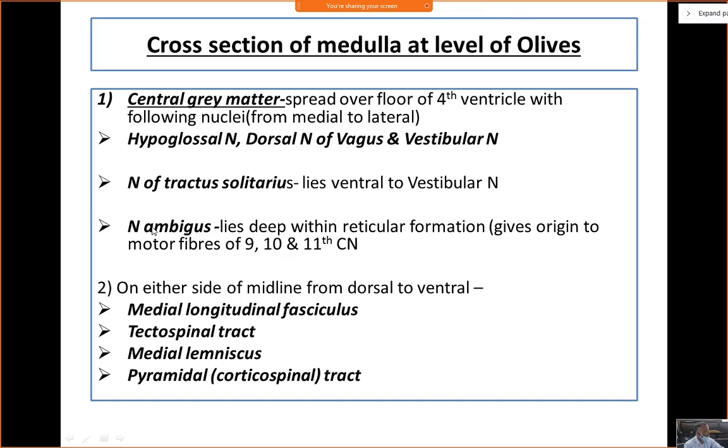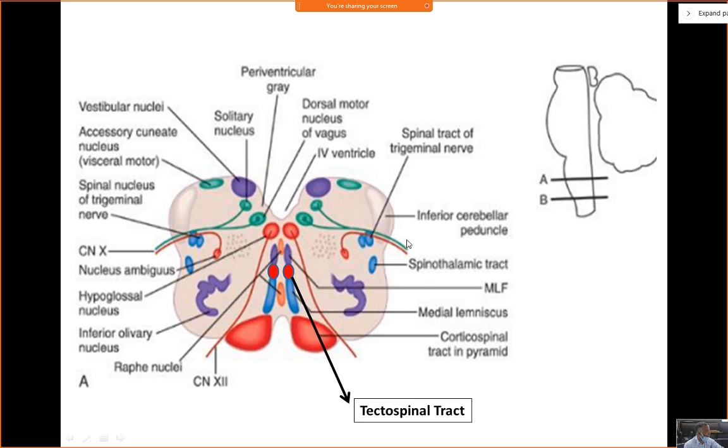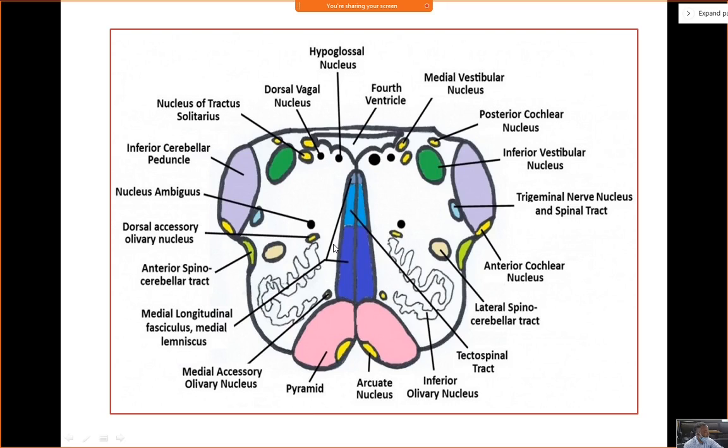Next, nucleus ambiguus. Nucleus ambiguus lies deep within the reticular formation. Reticular formation means this on the lateral aspect. It is a reticular formation, meaning fibers are crossing, forming some network. It extends from the spinal cord up to the pons. In the reticular formation we can see another gray matter. Reticular formation is a white matter, while nucleus ambiguus is a gray matter. So this is nucleus ambiguus.